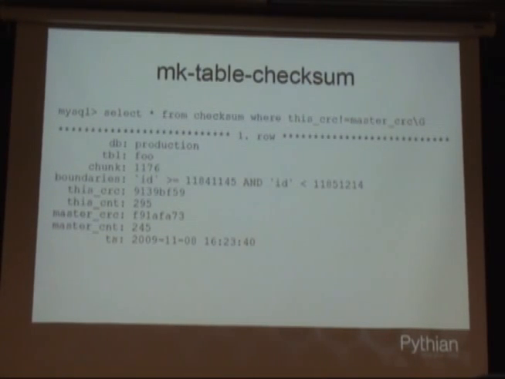Now again, you have to be somewhat aware of your data, because if you see that there's data on the master that's not on the slave, or vice versa, data that's on the slave that's not on the master, you have to figure out, well, why is that? Is that just a mistake, or was that done on purpose?